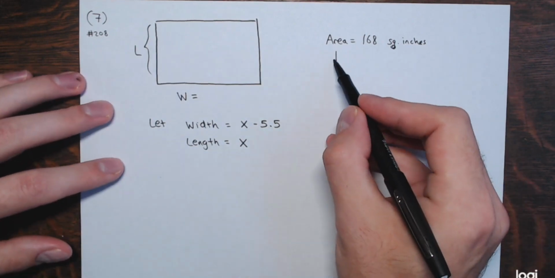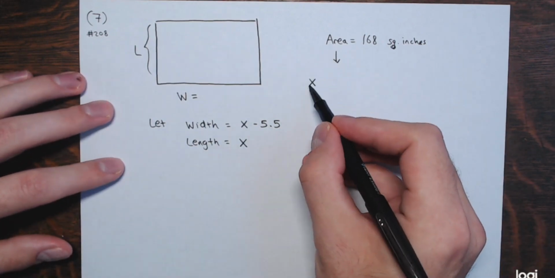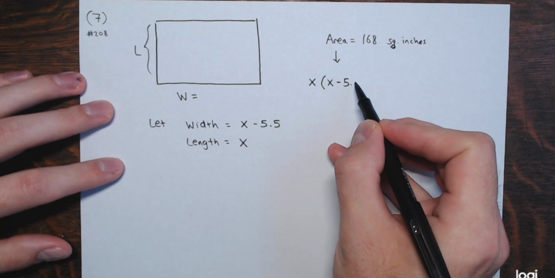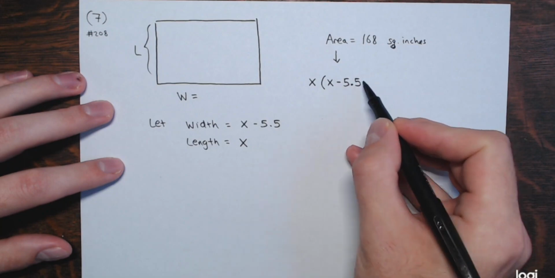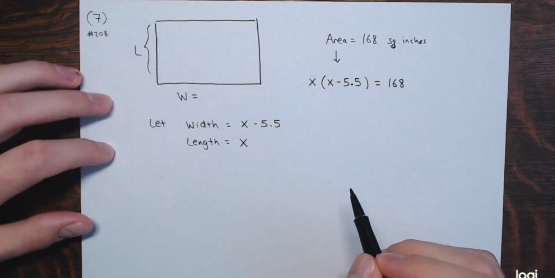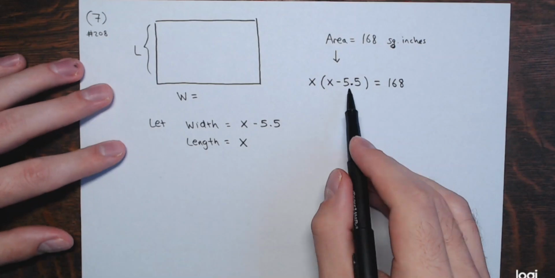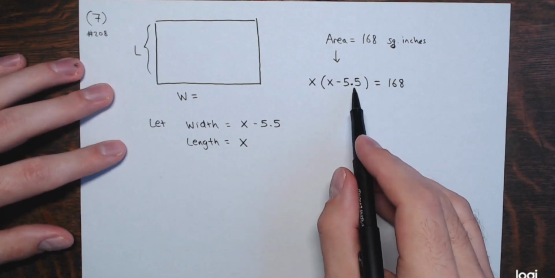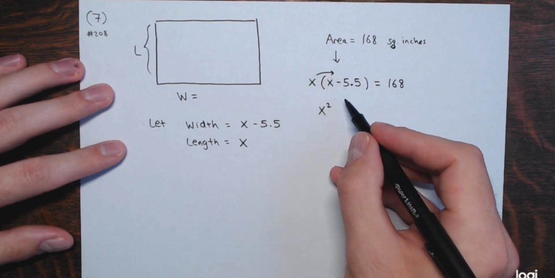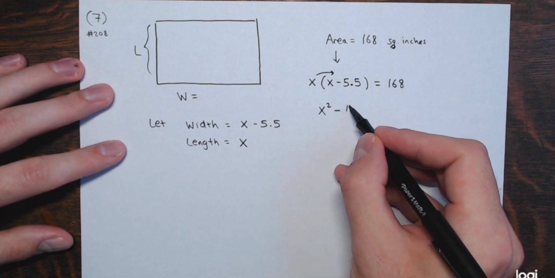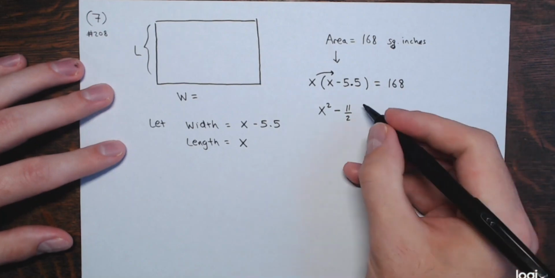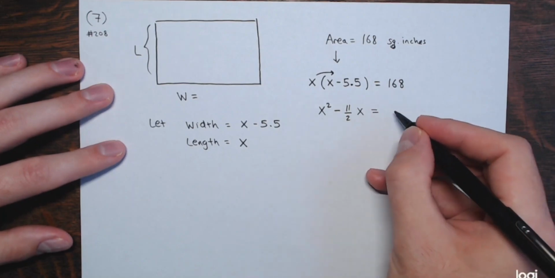So our area is length times width. So x times x minus 5.5 equals 168. Alright, now 5.5 is just 11 halves, right? So this would be x squared. Distributing the x, you have x squared minus 11 divided by 2, that's 5.5. I like fractions more than decimals myself. I mean, decimals are nice too, don't get me wrong. Equals 168.